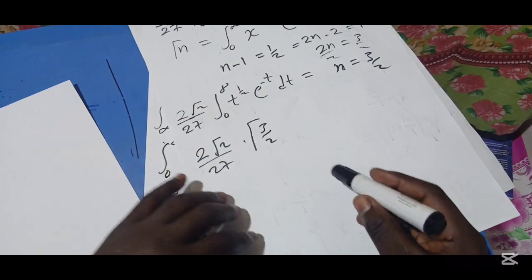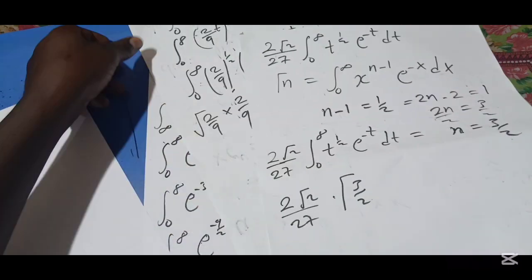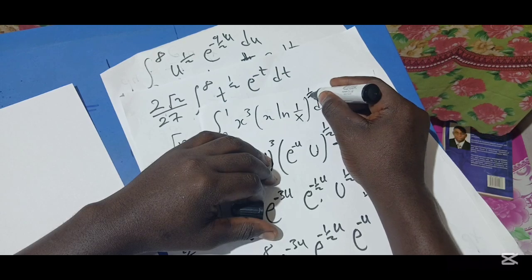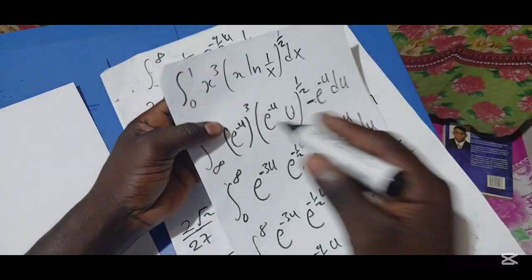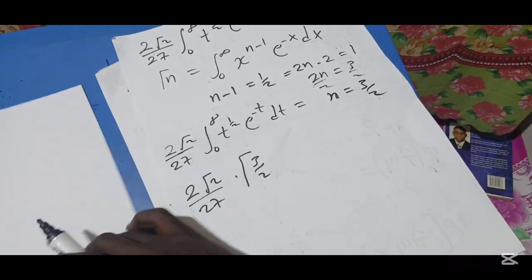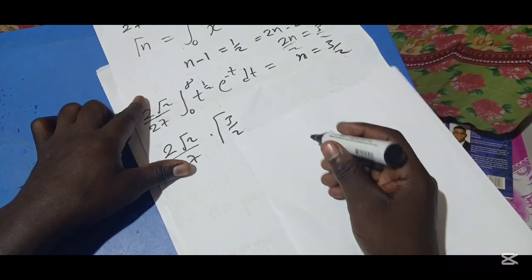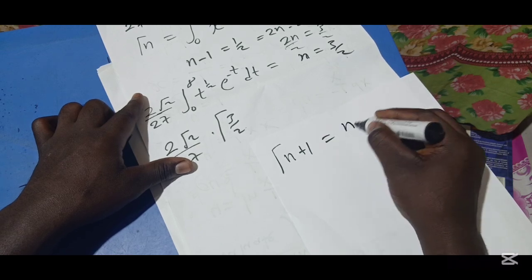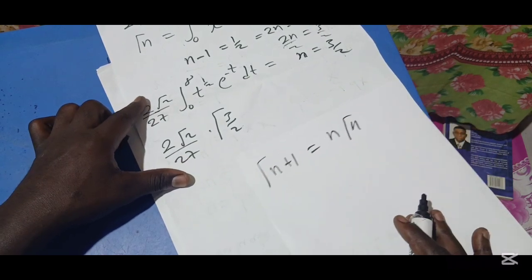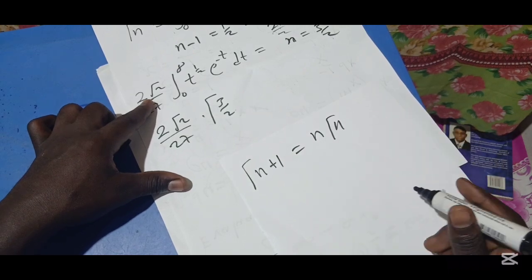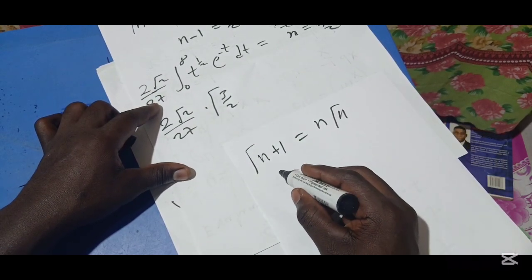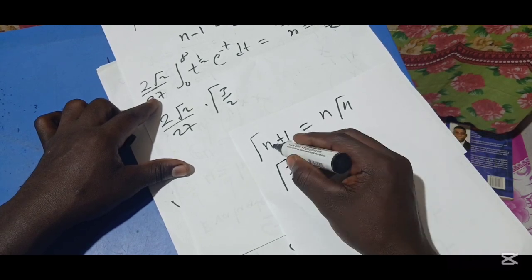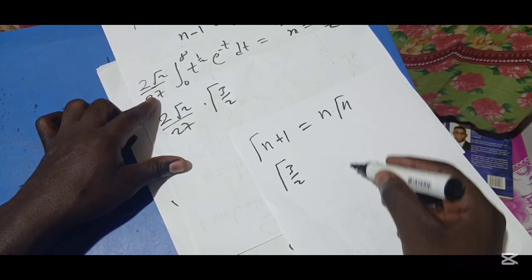So now what we are going to do is to simplify this, and our final answer will be the result for this whole problem right here. So let's see how to go about this. So we know that gamma n plus 1 is going to give us n gamma n. So that is just another formula for gamma functions. So what we are going to do is find a way of expressing this 3 on 2 into the form a number plus 1 so that we can apply it in this form.